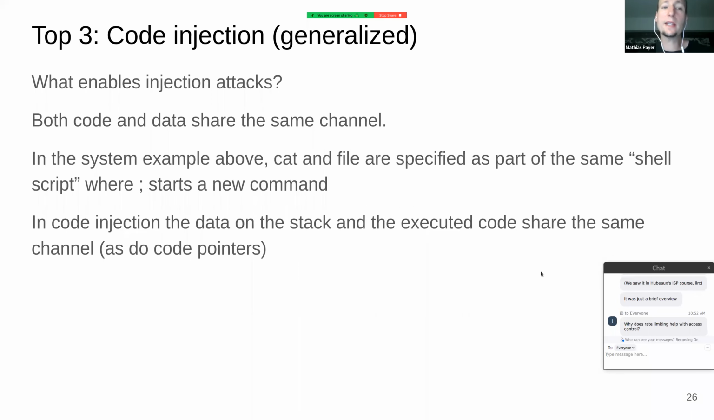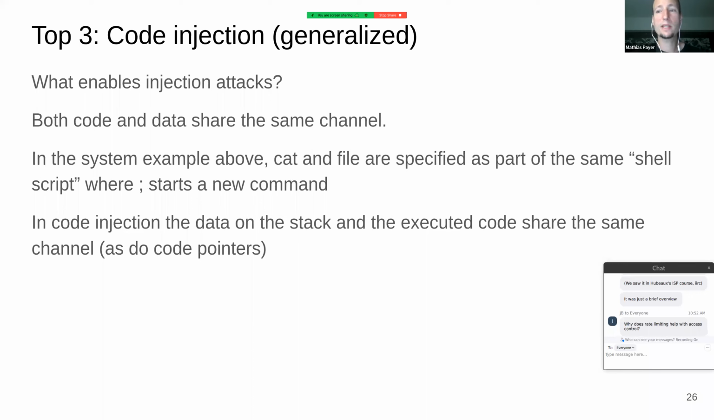So what enables these kinds of injection attacks when we generalize code injection attacks? The issue here is that both code and data share the same channel, right? We are trying to pass a parameter to a function. We are trying to pass a parameter to a shell command like cat file name.